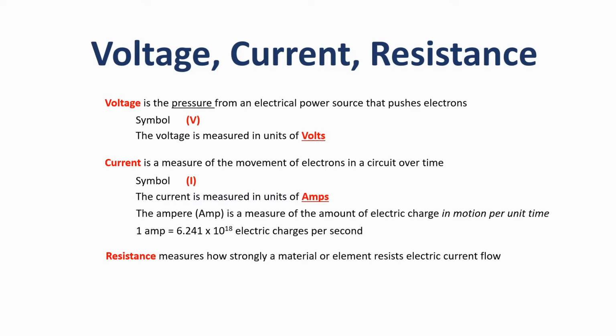Resistance measures how strongly a material or an element resists electrical current flow. We've talked about resistance when we talked about atoms in the previous episode. The symbol for resistance is R, and the units are ohms. And like I said, we'll discuss these units later, but the units are very important.